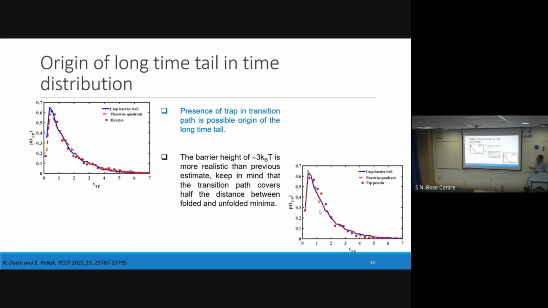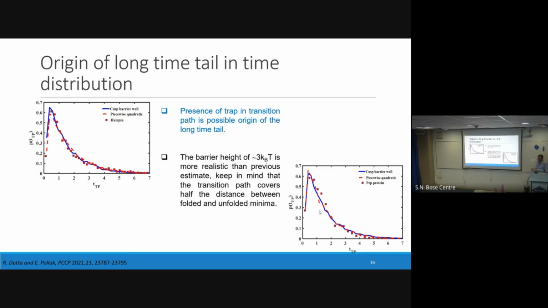So the presence of a trap not only explains the longer time tail, showing the exact fit with the experiment, but also improves the barrier height estimate of about 3 kBT. And from the earlier experimental estimate, we show that for DNA hairpin, for the folded to unfolded minima, the barrier height is 10 kBT.